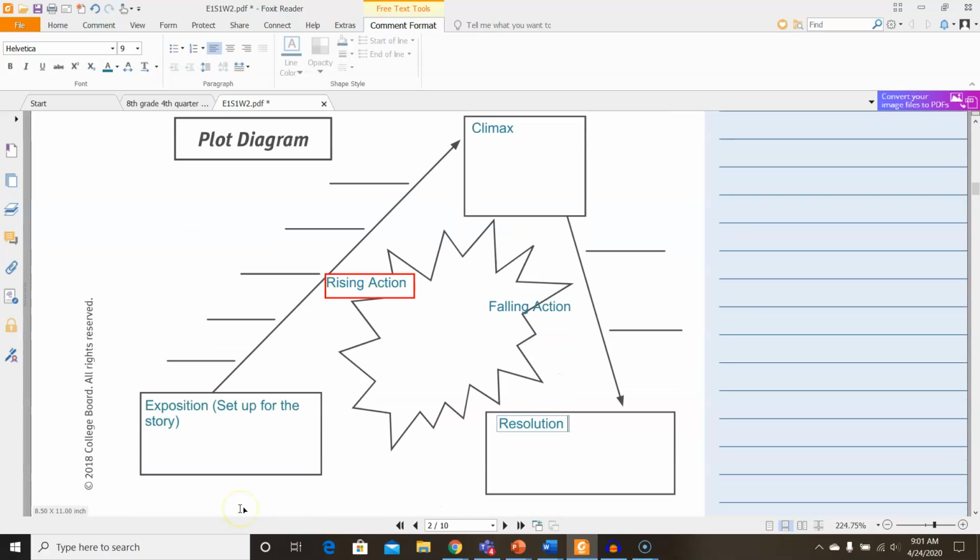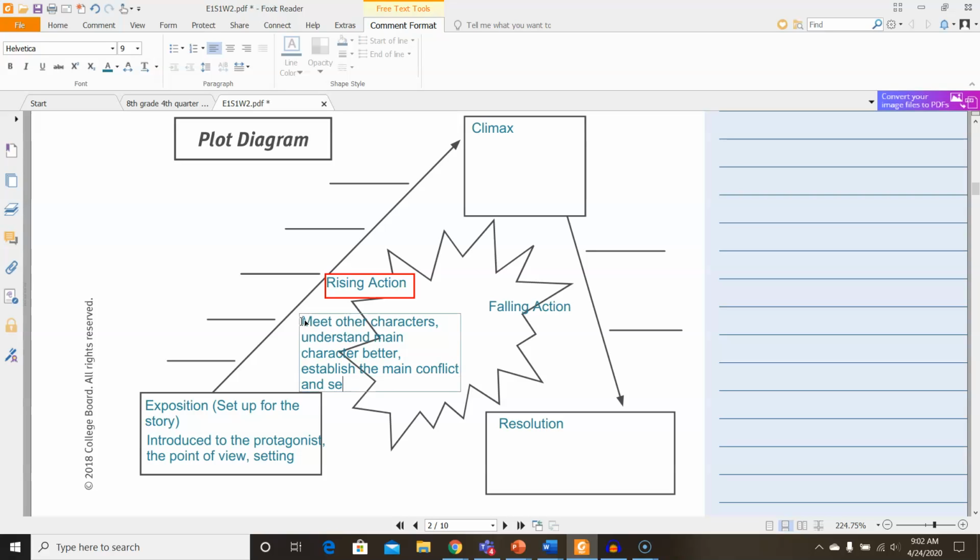As you're setting up this exposition, this is where we're going to be introduced to the protagonist, the point of view, the setting. During this rising action, we might meet other characters. We might learn to understand the main character better, establish the main conflict, and secondary conflicts.